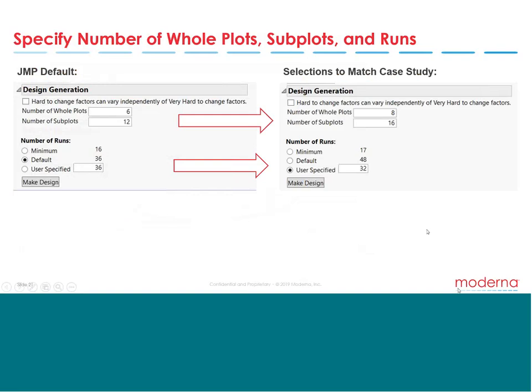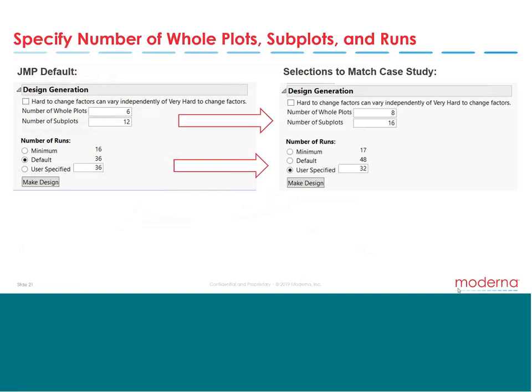The next thing that you have to specify in JMP are the number of whole plots, the number of subplots, and the number of runs that you're going to do in total. So JMP will automatically give you some default number of whole plots, subplots, and runs. In this case, the JMP default gave us 6 whole plots, 12 subplots, and 36 runs by default. So if I clicked Make Design from this, it wouldn't give me the exact design we created for this particular experiment.